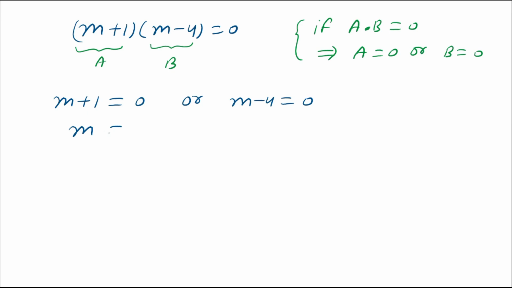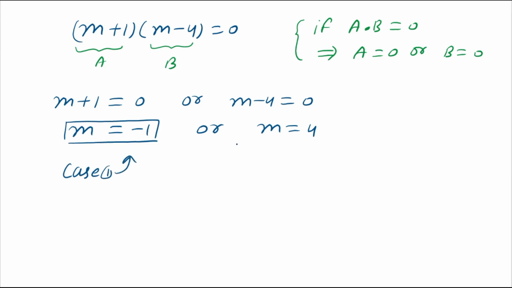Then the value of m is equal to minus 1, or the value of m is equal to 4. We have two possible values of m. The first value of m is minus 1, this is case first. And the second value of m is 4, this is case second.